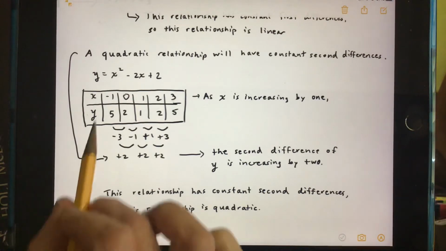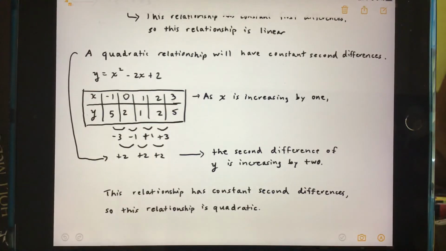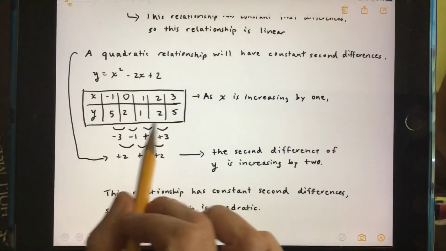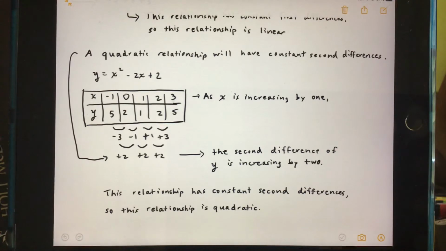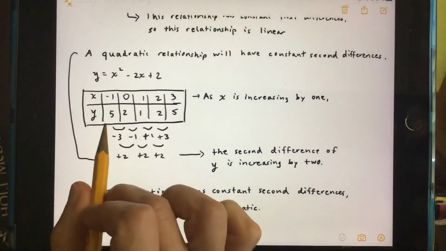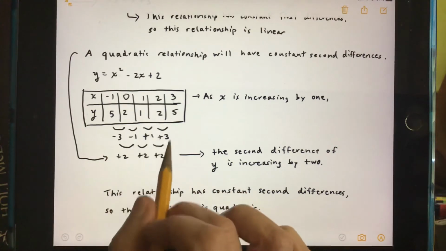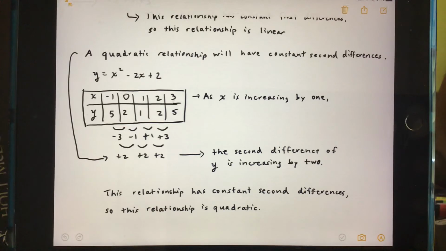Instead, we're going to look at the table of values, where I've again chosen x to be increasing by 1, and when the x is increasing by 1, we're going to see what's happening in the bottom row. Well, at first, it doesn't look like anything in particular is happening. 5 minus 3 is 2, 2 minus 1 is 1, 1 plus 1 is 2, 2 plus 3 is 5. We're not getting the same difference each time here.